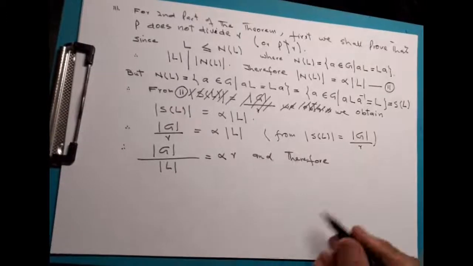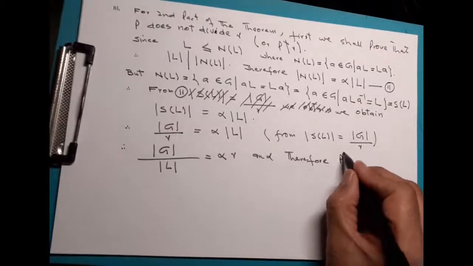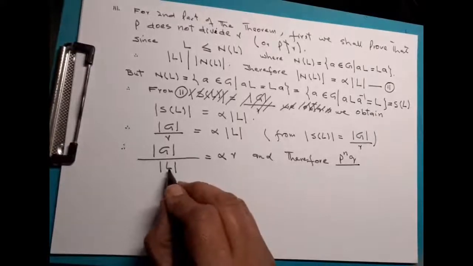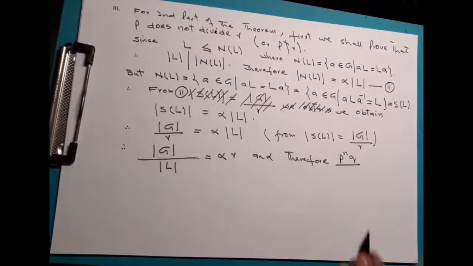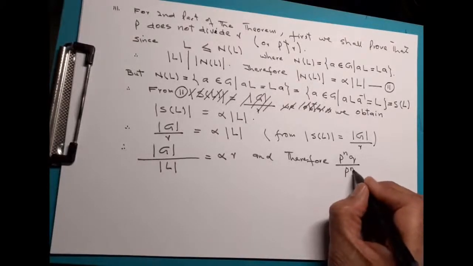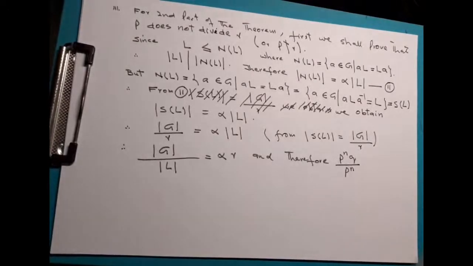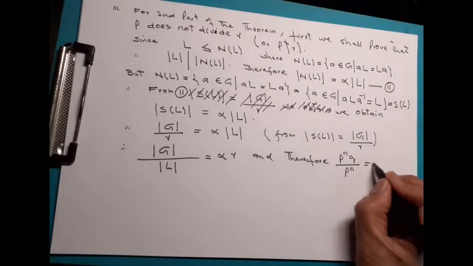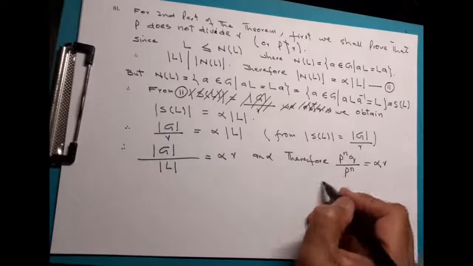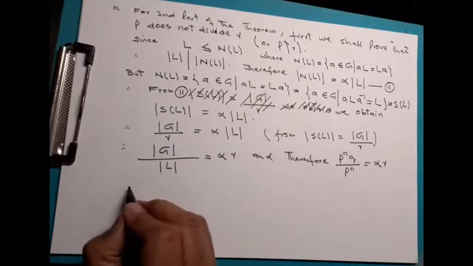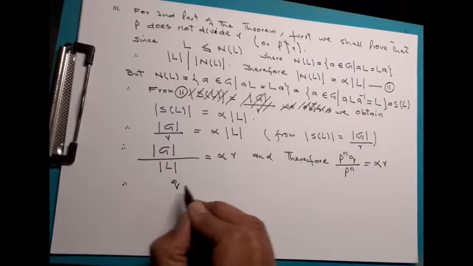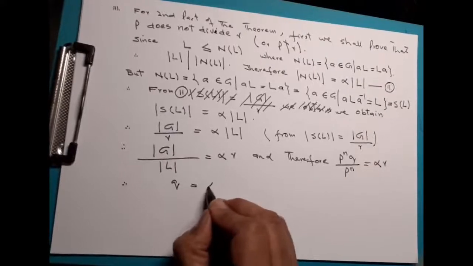Therefore the number of elements in G is equal to P raised to power N times Q. This is the order of the group G. And since L is a Sylow subgroup, the number of elements in L is P raised to power N. This is the definition of a Sylow subgroup, and this is equal to alpha R. You can cancel P raised to power N with P raised to power N. So therefore we obtain Q is equal to alpha R.